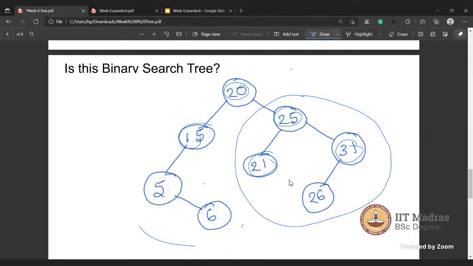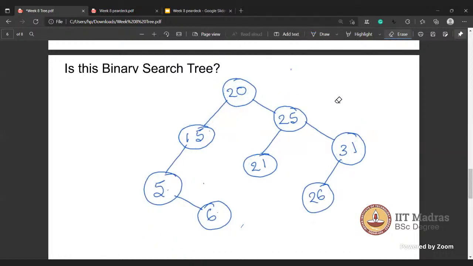Suppose I try to find a number, then only one half of the tree will be searched, right? Suppose I try to find 31. I don't search the left one, only the right one will be searched. So it is greater than 20, so I look into the right side. Then at 25, 31 is greater than 25, so then the right side again. Okay, like this.